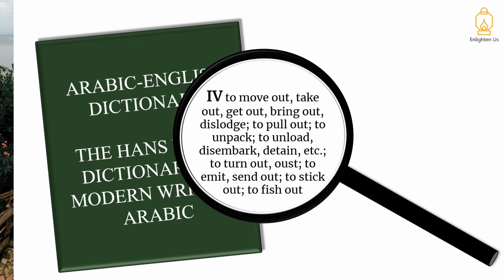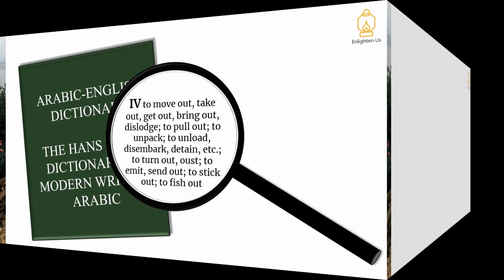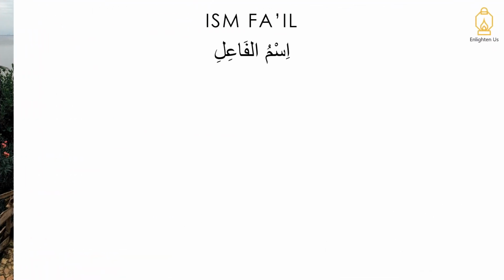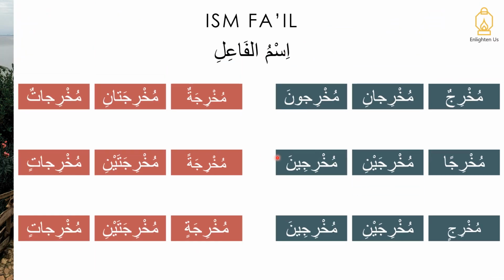Now let's expand on the ism fa'il first. Let's have a look at the ism fa'il, and today we're expanding on the word مخرج. So مخرج, مخرجان, مخرجين, مخرجون, and the feminine مخرجة, مخرجتان, مخرجتين, مخرجات.